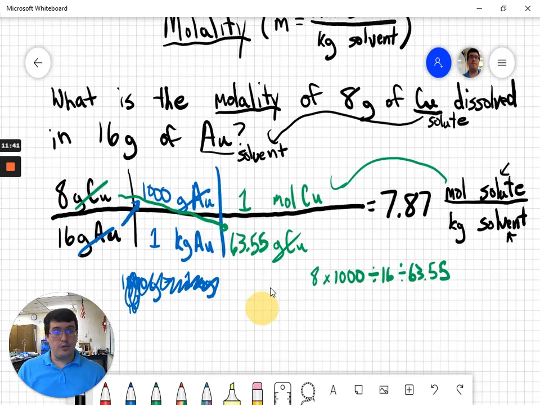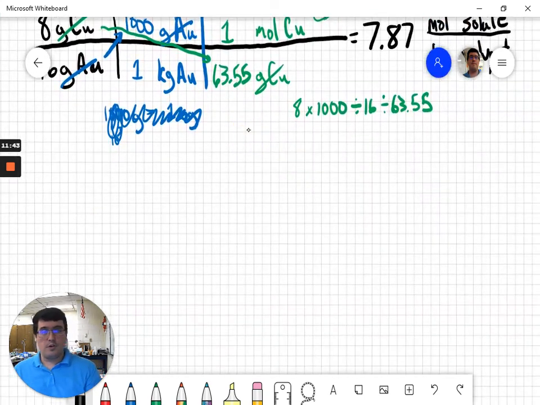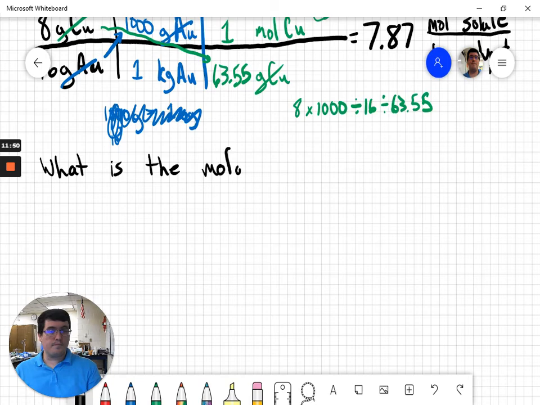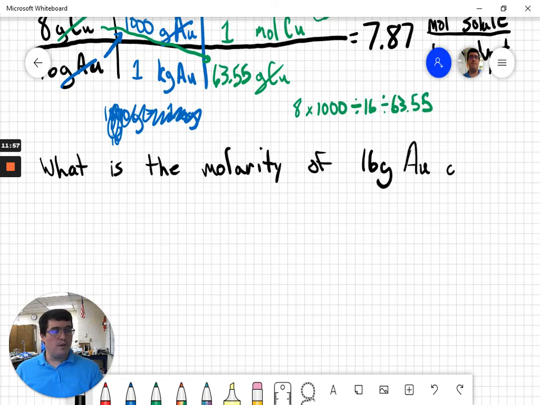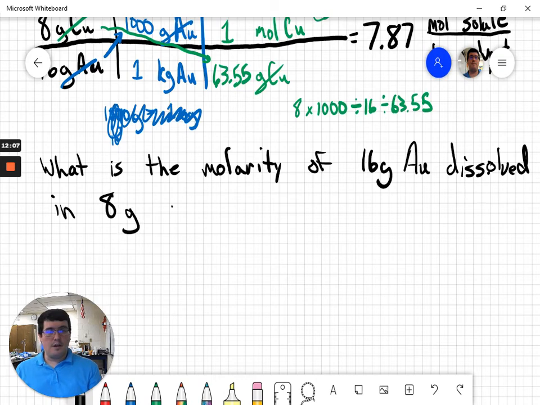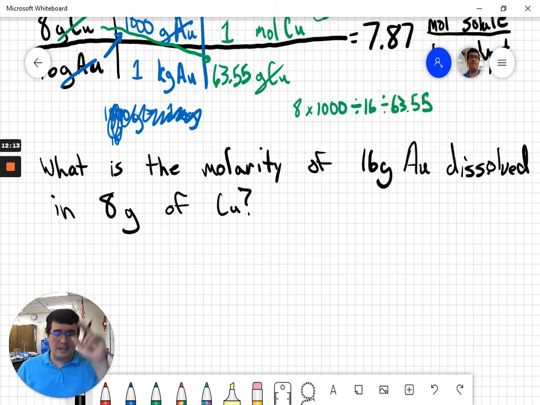Now I would like for you to try the reverse. What is the molarity of 16 grams gold dissolved? I'll write it out. Dissolved in 8 grams of copper. Pause the video, draw your line, do all that kind of work, and let's see what you get.